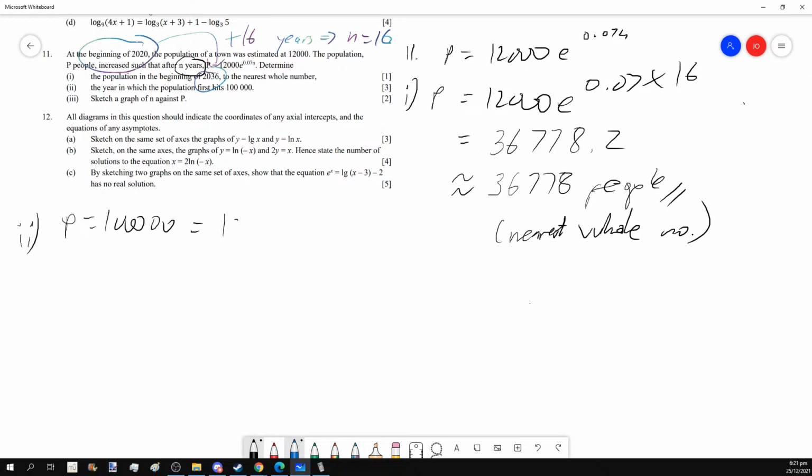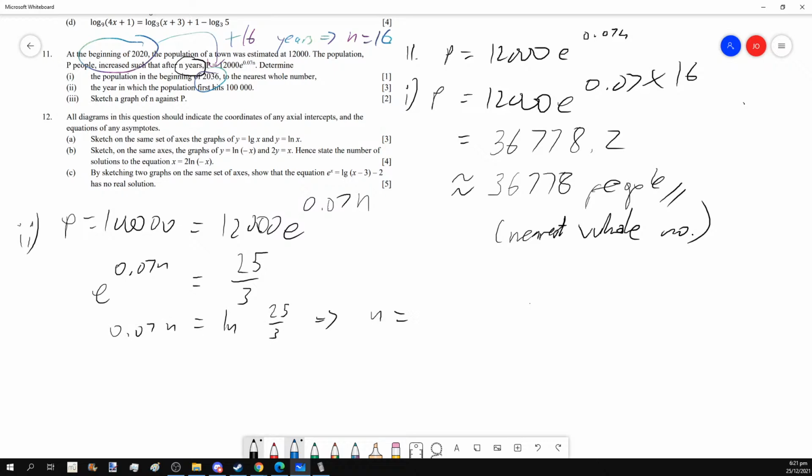and this is equal to 12000 e to the power 0.07 times n. Okay, sorry, you don't even need the times. From here, very clearly, e to the power 0.07 n will simply be, with a little rearrangement, you should get 25 over 3. Therefore, 0.07 n will be ln 25 over 3, implying n is equal to ln 25 over 3 divided by 0.07. This will give you 30.28.